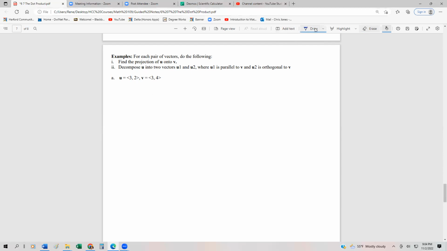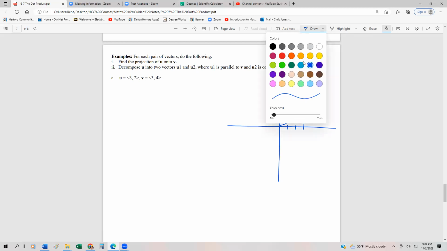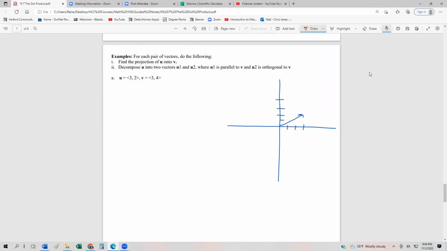Let me start just by plotting those two vectors. I kept it simple so it's easy for us to graph. We have (3, 2), so this is going to be our vector u. And then we have the vector v, which is (3, 4). I'm going to draw that in a different color. I'm going to try to draw them all in different colors.